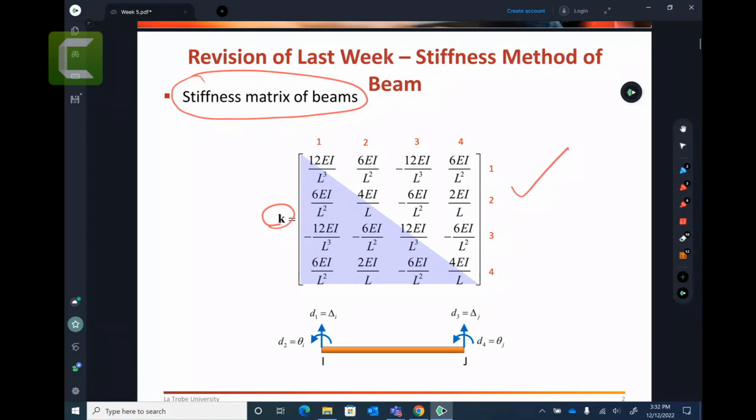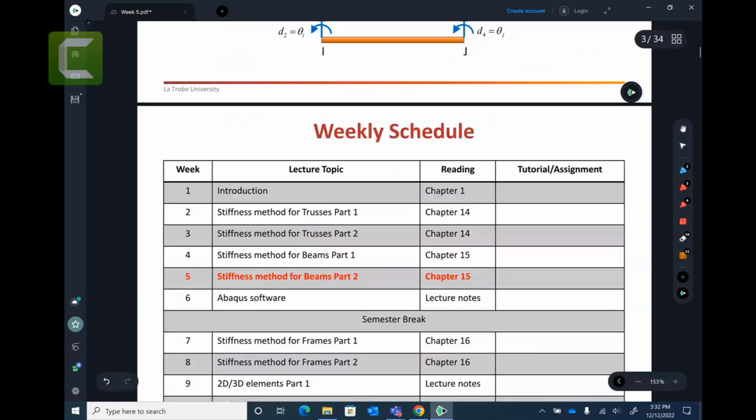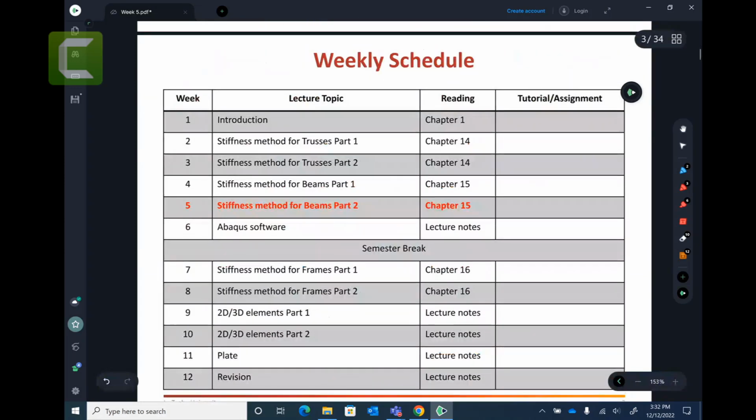Last week I also showed you how to assemble the stiffness matrix. Once you get 2-member beams, 3-member beams, you will get K1, K2, K3, and then you assemble those K1, K2, K3 into the big matrix. That's just the revision, so for the first 15 minutes we will talk through the revision.